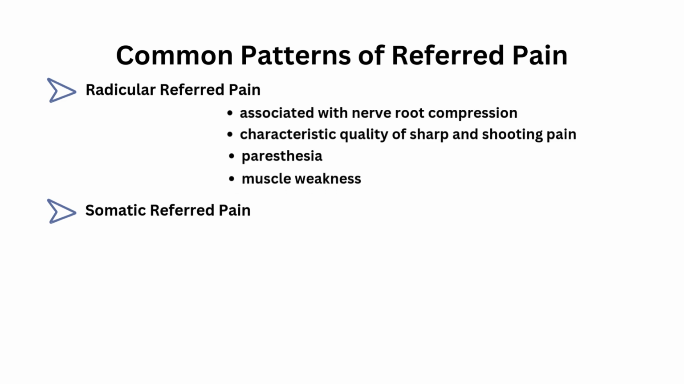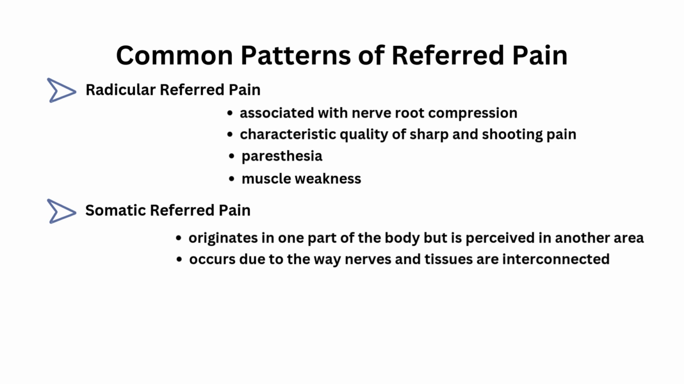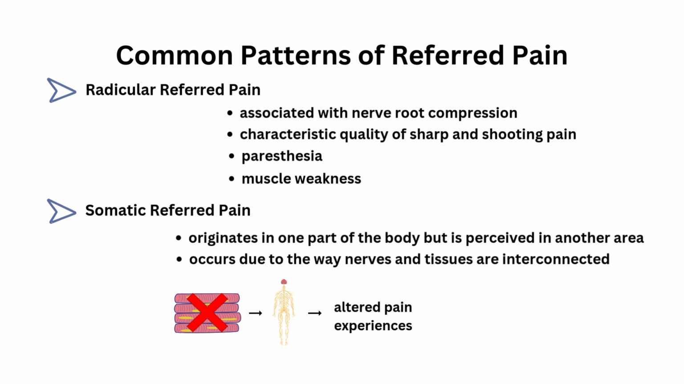Referred pain is a type of pain that originates in one part of the body but is perceived in another area. This phenomenon occurs due to the way nerves and tissues are interconnected. When the transmission of the nociceptive signals between nerves and tissue is disrupted, particularly within the central nervous system, it can lead to altered pain experiences. This disruption can occur at various levels of the pain pathway, including the dorsal horn of the spinal cord, the thalamus, and other brain regions. These alterations are often associated with chronic pain conditions.